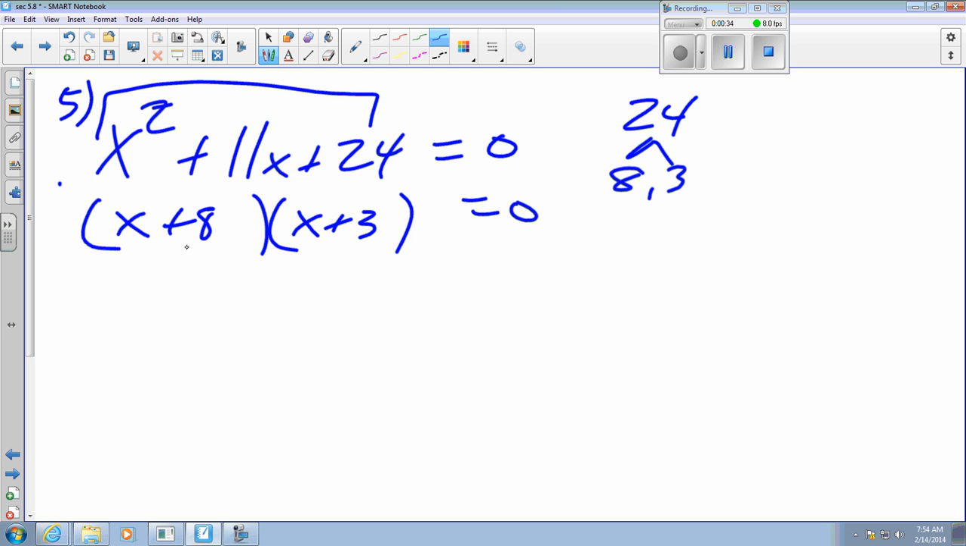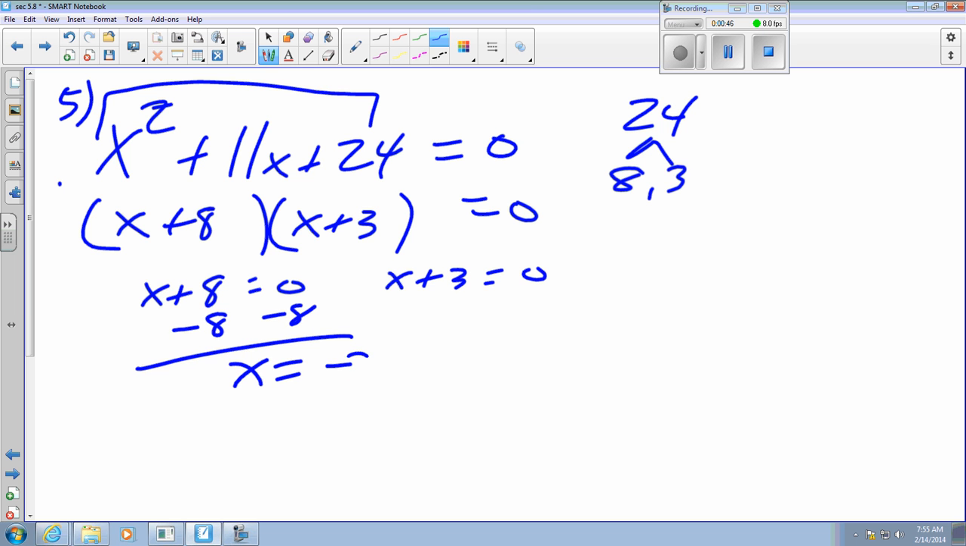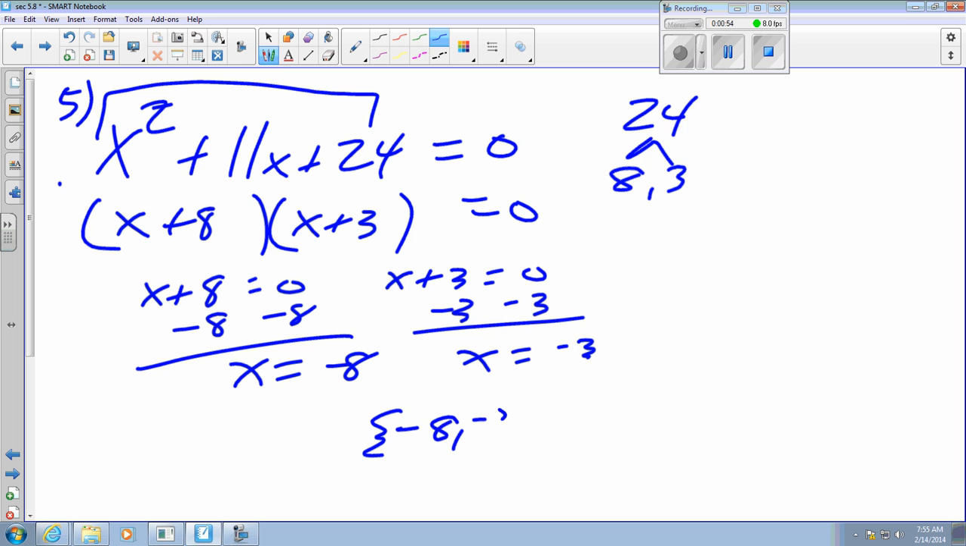And once we get to this point where we have the factors equal to 0, we're going to set them equal to 0 and solve them. So I get x equals -8 and x equals -3. And remember, we put our answers in the fancy brackets, and it'll look like that.